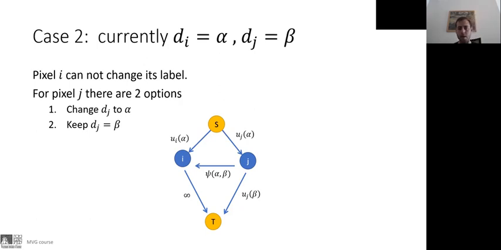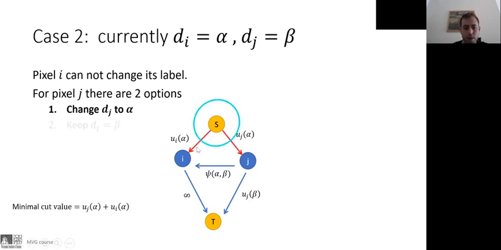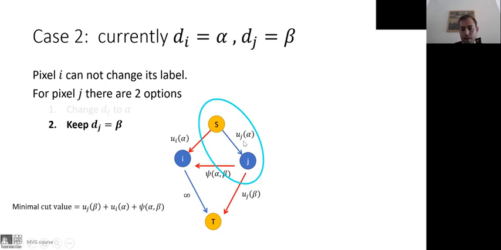Case 2 is that I and J currently have different disparities. So I has alpha disparity and J has a beta disparity. We only want to allow J to change from beta to alpha or keep it beta. So we build the following graph, and if I get this cut, it means that I want to change D_J to be alpha. And if I get this cut, it means that I want to keep the original labeling for J.